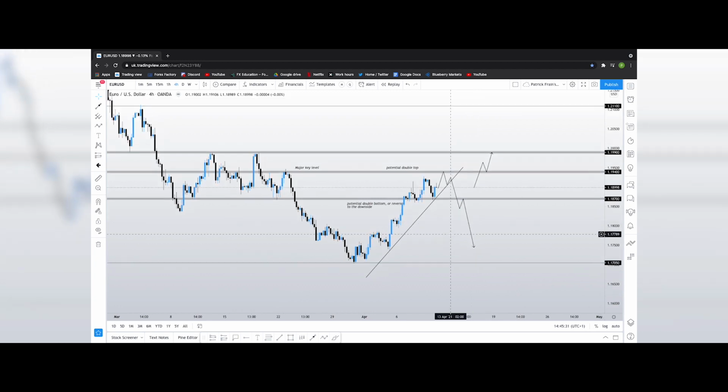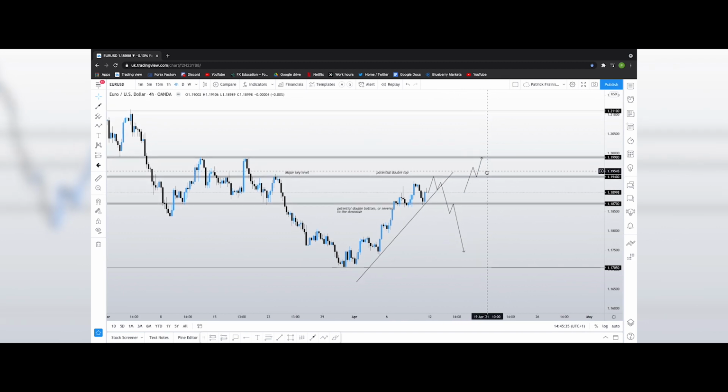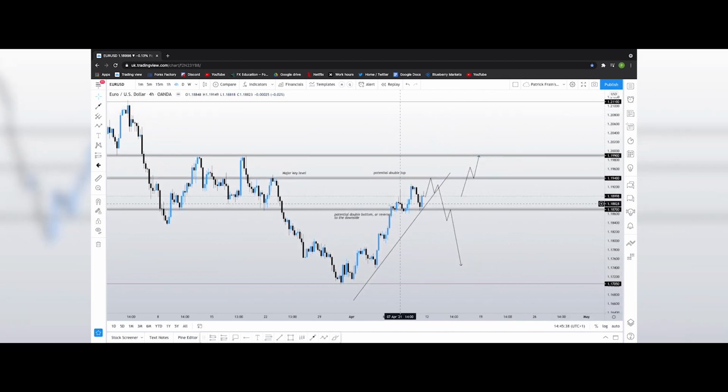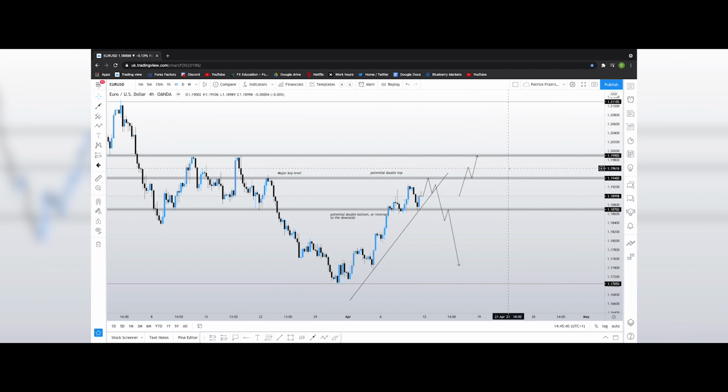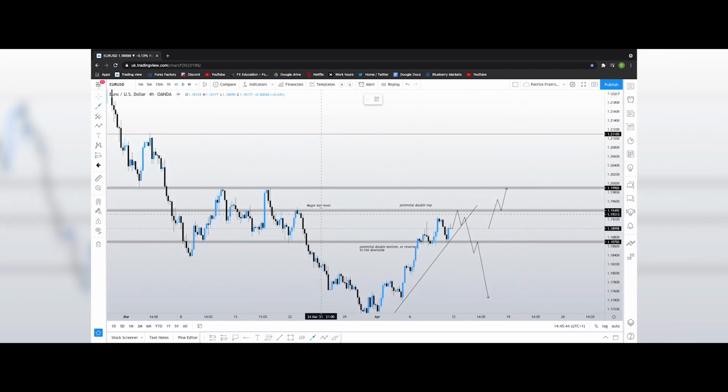The second scenario I'll be looking at is a break of this level here. If we do break above this level here, I will be looking for a retest and then a continuation with the bullish move for targets at 1.19900. However, if we do break this level here, then we do have the potential to move up to these highs here with nice price action to support this over here.